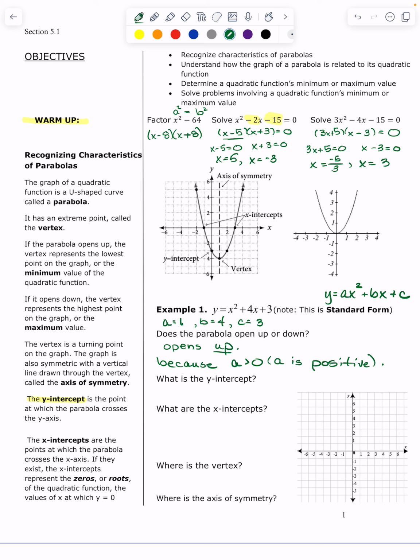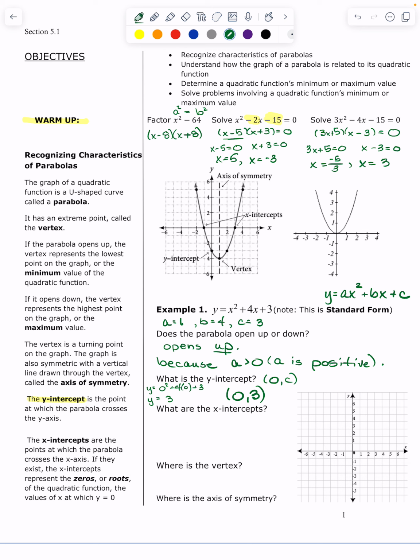When x is 0, any term that has a 0 in it is going to cancel out. So I'm going to crank this out really quick. y equals 0 squared plus 4 times 0 plus 3. So y equals 3. My y-intercept here is always (0, c), c being my constant in the equation, so my y-intercept here is the point (0, 3).